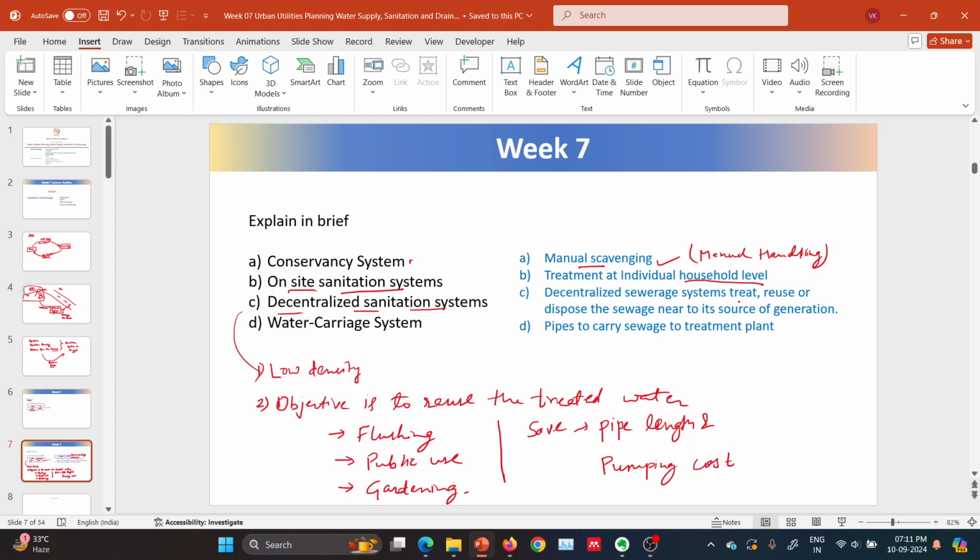A decentralized system treats, reuses and disposes sewage near its source of generation. So the sewage is not carried in very long sewer pipelines; rather, the sewage is treated near the source itself. For a small community we can have one treatment system. This is a decentralized sanitation system. And even though there is no discharge facility, we can reuse the wastewater after treatment. So this is the objective. And in the water carriage system, sewers are used to carry the wastewater to the sewage treatment plant, where it can be treated easily.